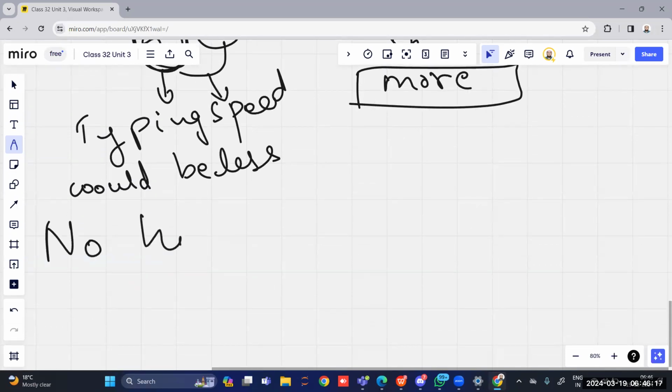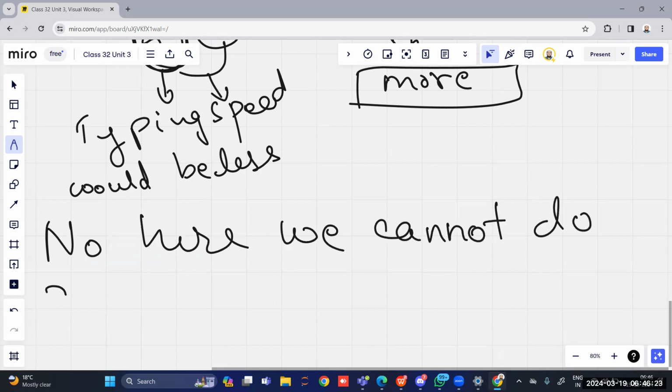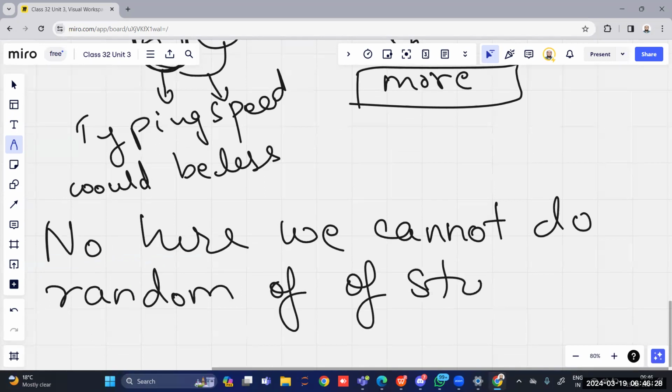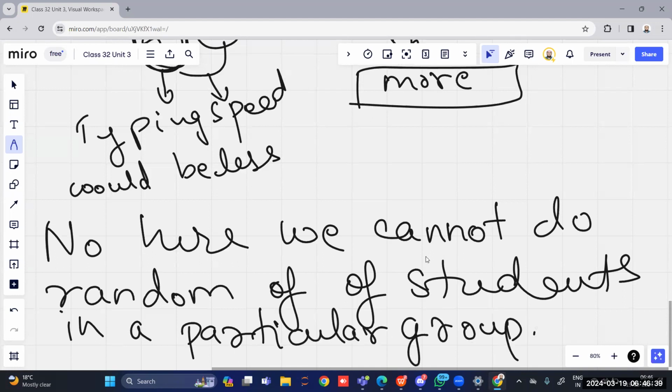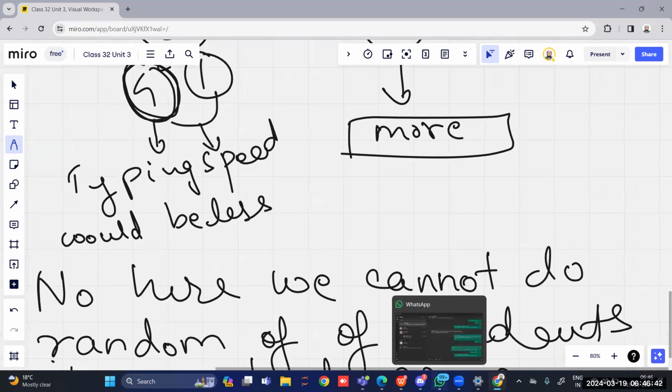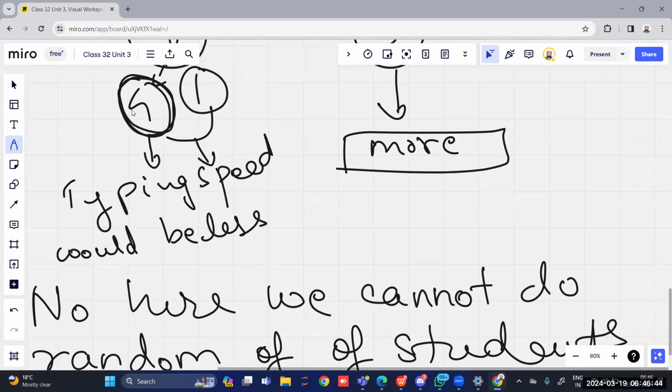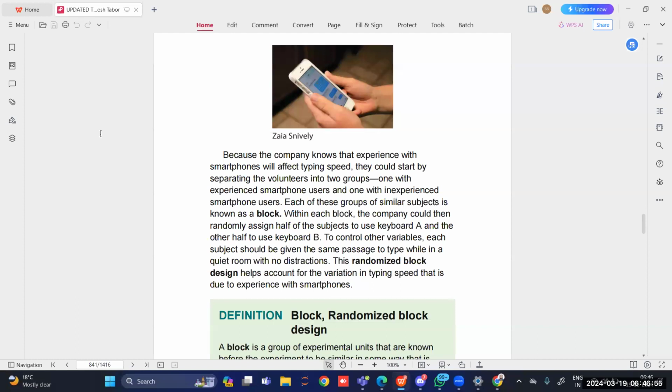Here we cannot do random assignment of students to a particular group, because we have seen that, because we are doing randomized assignment, it can happen that four students who don't know typing fall in one group. So it will affect the typing speed.